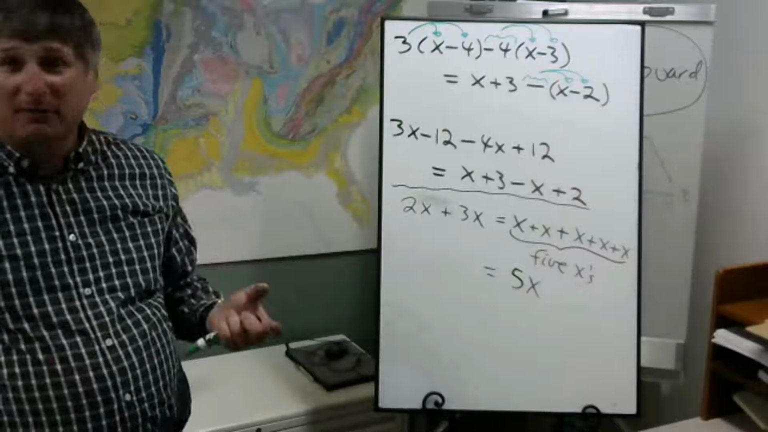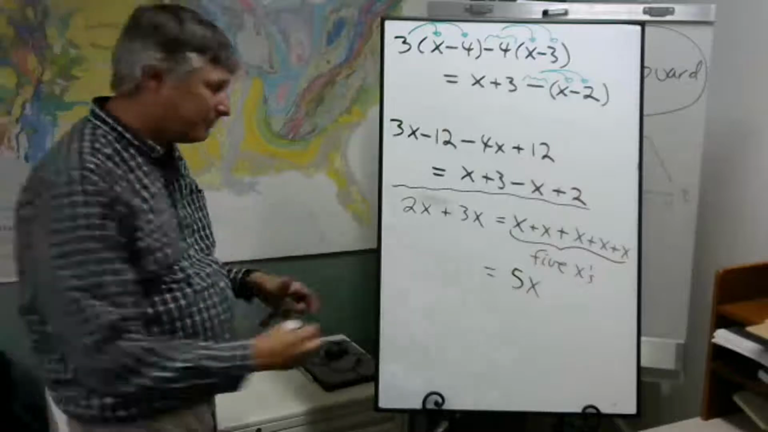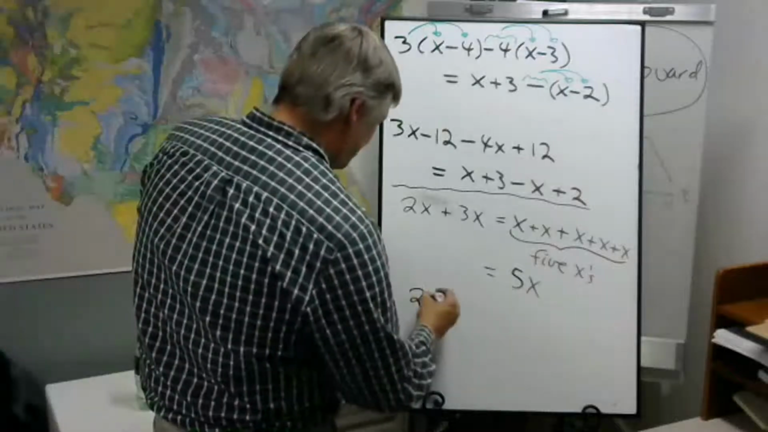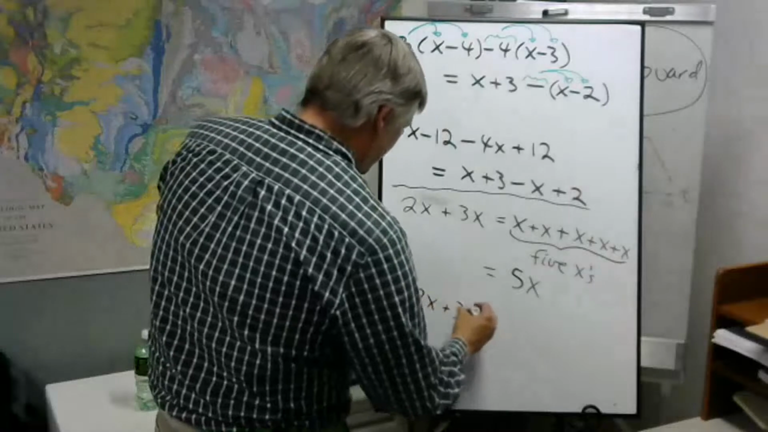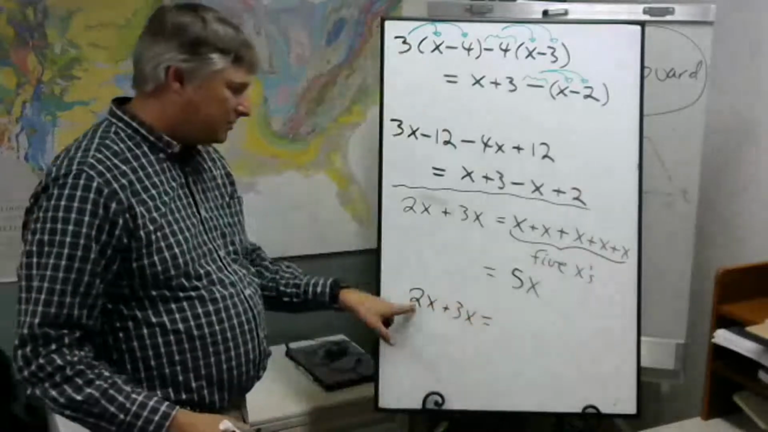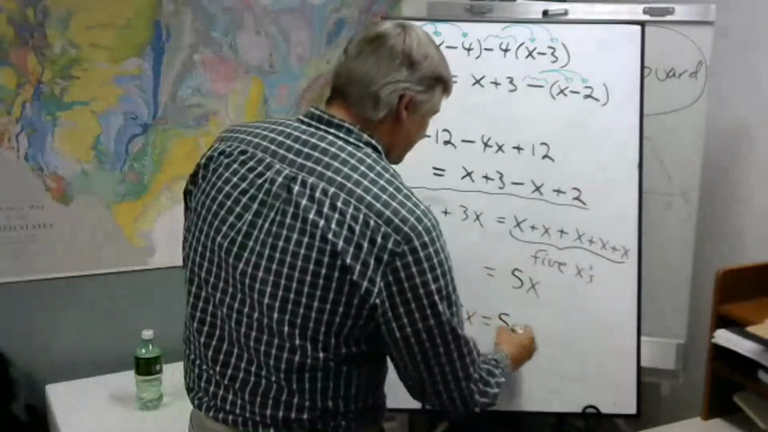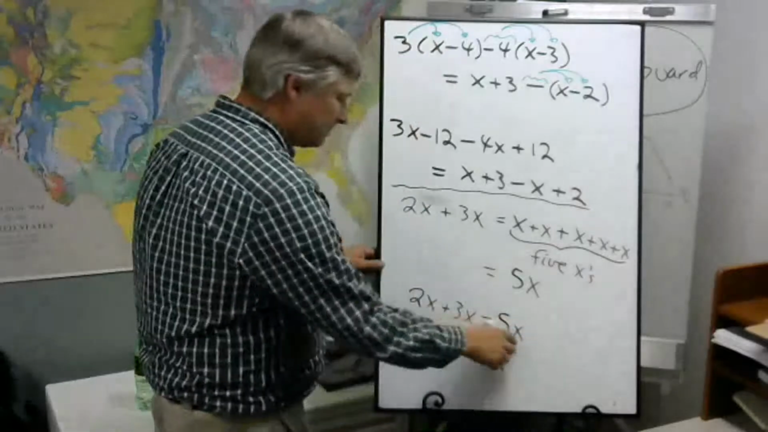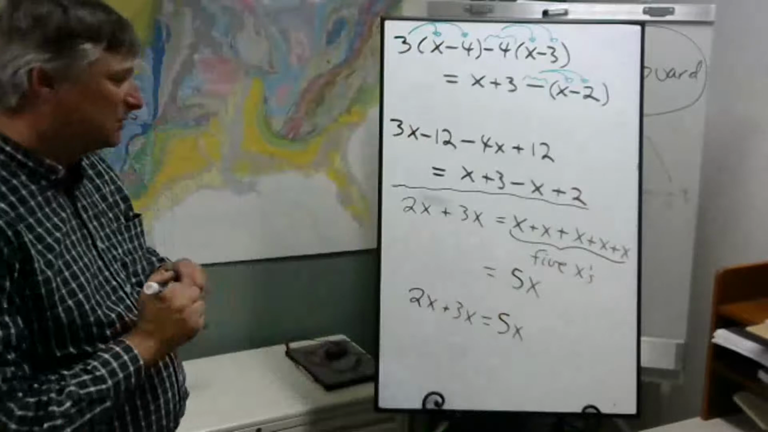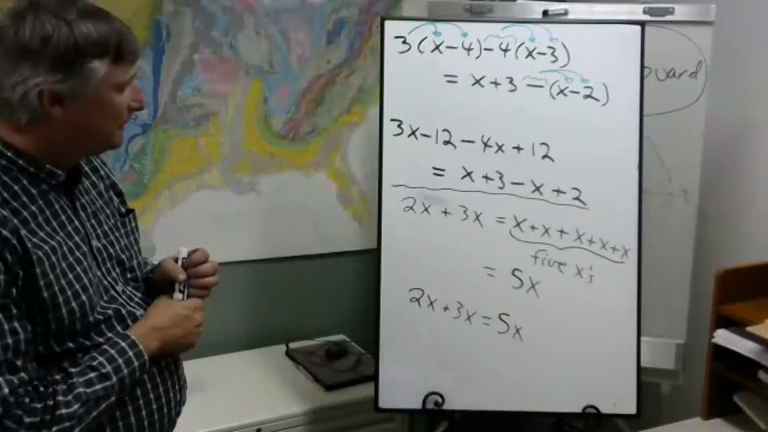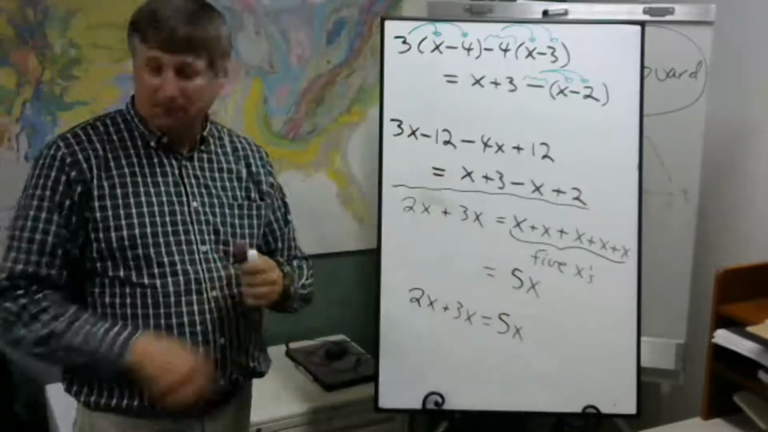And again, being savvy mathematicians, we look for a shortcut. We'll just say, well, 2x plus 3x, we add the 2 and the 3 to get the 5 and keep our x. Shortcut. So now let's go back to this.